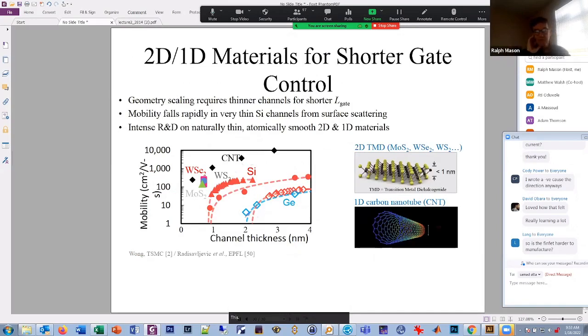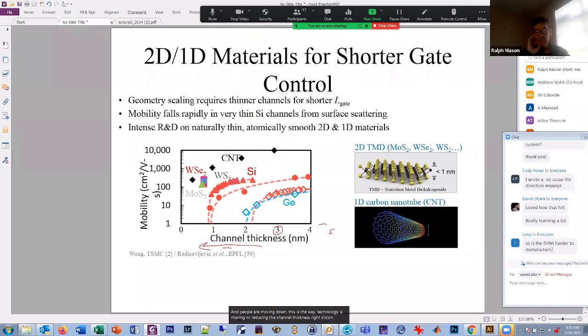This slide on the bottom left here kind of shows the channel thickness. So today we're out here at 5 nanometers, and probably this year we will get 3 nanometers. And people are moving down. This is the way technology is moving. We're reducing the channel thickness, right?